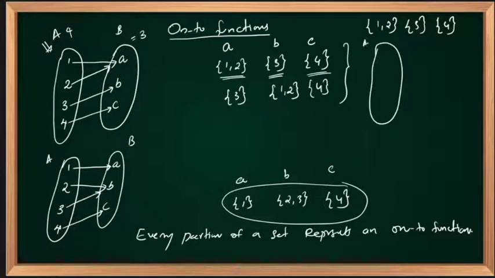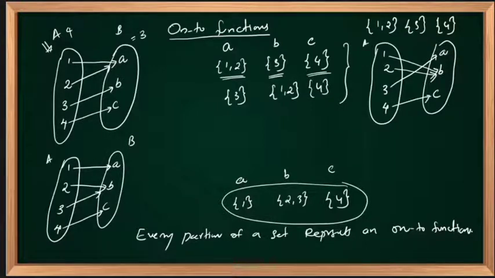See, here I have A and here I have B. A is 1, 2, 3, 4. And B is A, B, C. Right? So A is mapped to 3. Right? B is mapped to 1 and 2. And C is the image of 4. Right? You see, this is another onto function. So keeping one partition itself, I can create different onto functions.